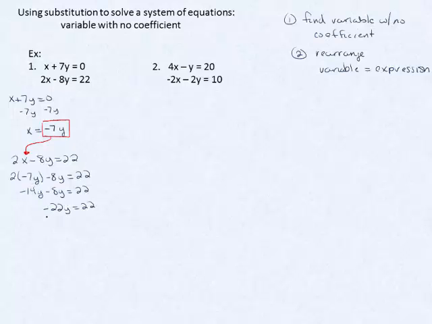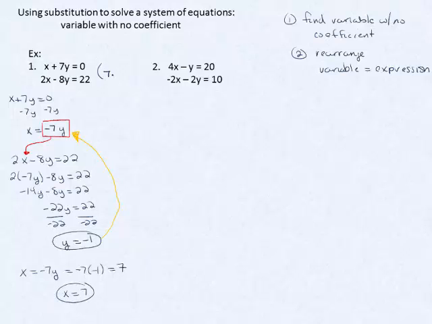Divide both sides by negative 22, and I get that y is equal to negative 1. I'm going to take this negative 1 and plug it into what x was equal to in order to solve for x. X equals negative 7y, so that's negative 7 times negative 1, so that's positive 7, so x equals 7, and my solution is the point 7, negative 1.